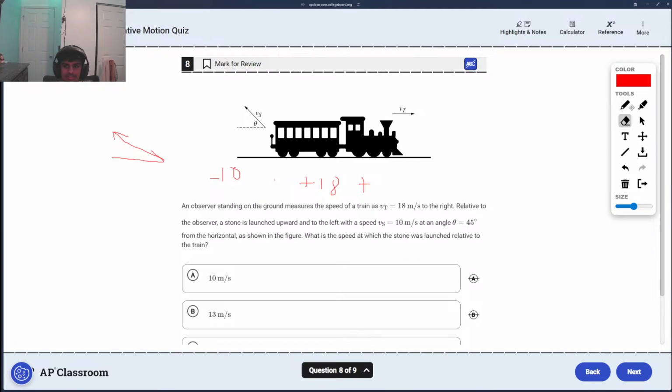So your x component is that cosine 45, and then that's your x. Oh, okay. So your x component is 18 minus 10 cosine 45, and then your y component is 10 sine 45, right? And then you do the magnitude of that, and then you get 26. Is that what you did? Yeah. Okay.